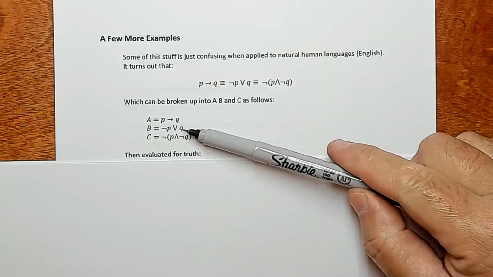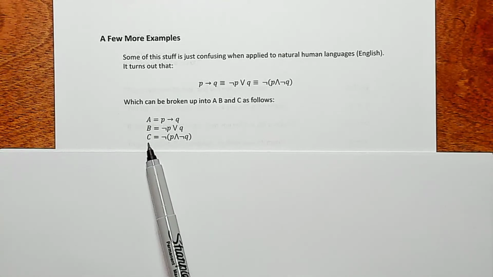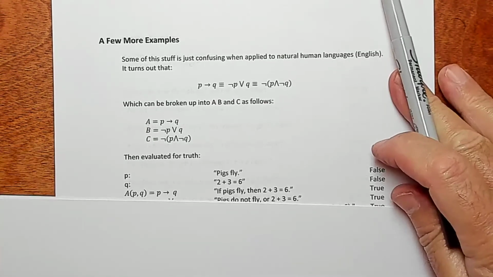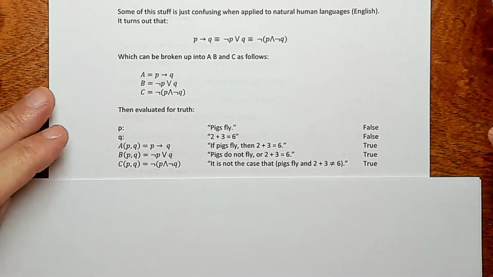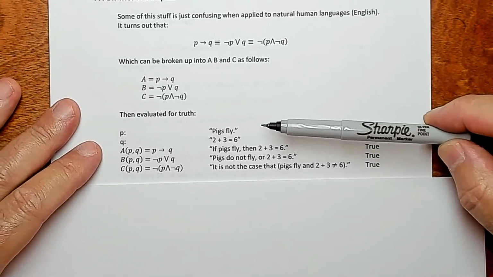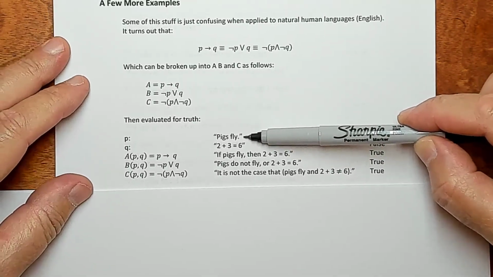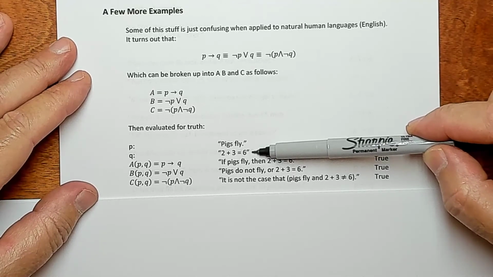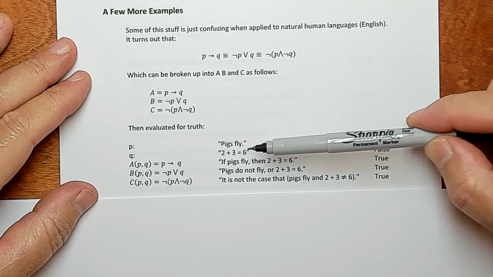But let's break this up into smaller compound propositions, A, B, and C. So just breaking this guy up into A, B, and C. And then evaluate it for truth. So let's put in some little propositions. Pigs fly. Okay, that's P. And 2 plus 3 equals 6. So those are propositions, because either pigs fly or they don't.